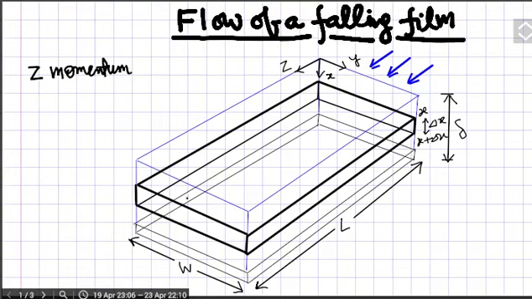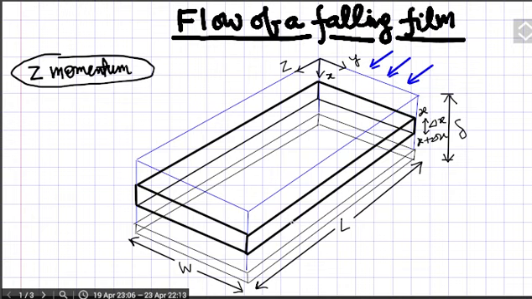Welcome students, this is the next video lecture in the series on falling film flow over a plate, and you already know what kind of thing this is. We analyzed in our previous lectures that there will be only Z momentum in this system because the water is flowing in the Z direction only. So if the water has momentum in only the Z direction, then the momentum transfer to this shell will be only Z momentum.